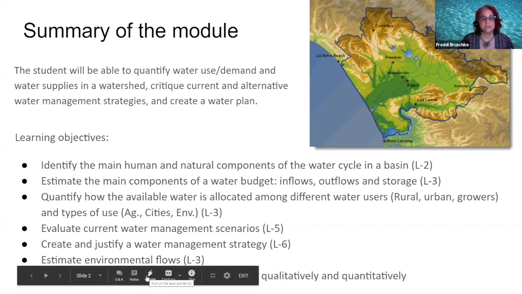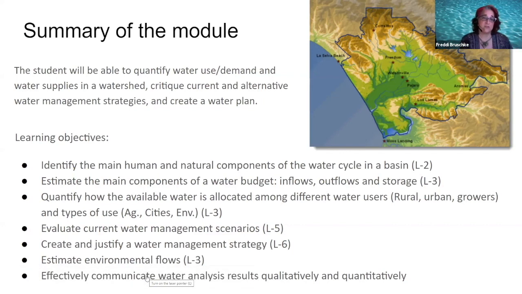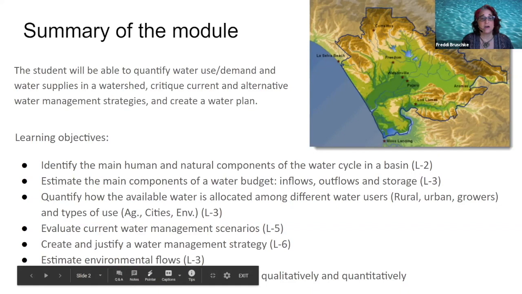And when I say in detail, I mean in enough detail that they can propose changes at a very specific level. So for example, we get into irrigation efficiency, so that if they want to introduce later in the analysis a different type of irrigation method, they can, and see how that changes the water usage. And then the ultimate goal is to create a water plan.